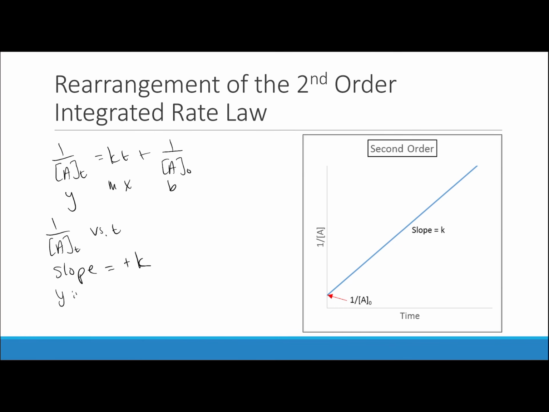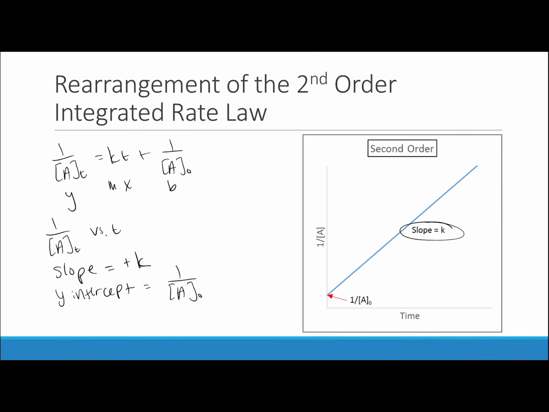And our y-intercept will be equal to 1 over our initial concentration. Okay, so just by graphing this, we can get a lot of information out of our integrated rate law. Okay, so again, the takeaway here is we can solve for our rate constant using our slope, and that if we have 1 over A versus time, that is a linear relationship only if we have a second order process.